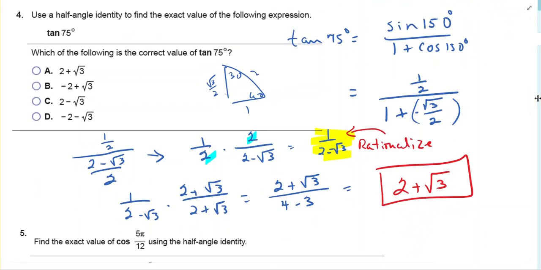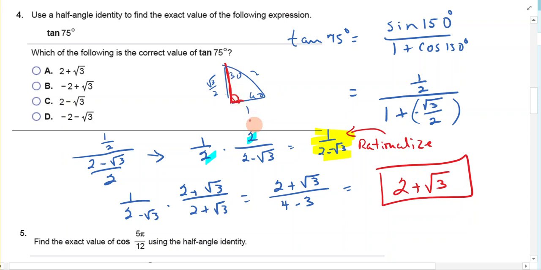Half angle to find the exact value of tan 75. If you double 75, you get 150. And 150, the reference is 30. Okay? If you forget what your values are and you don't have your sheet with you, you can always draw that 30, 60, 90 triangle, which we'll just do.